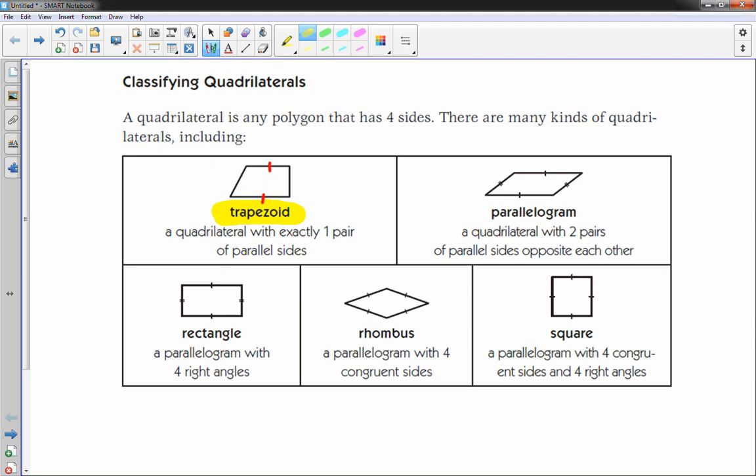Next thing is called a parallelogram. A parallelogram is a quadrilateral with two pairs of parallel sides opposite of each other. So what they've done here is they put these little dashes to symbolize that those two lines of the parallelogram are parallel, and that would be considered one pair. And then the other pair are the opposite sides here, and they represent that with two dashes, trying to give you a signal that those two sides are parallel and they're opposite of each other.